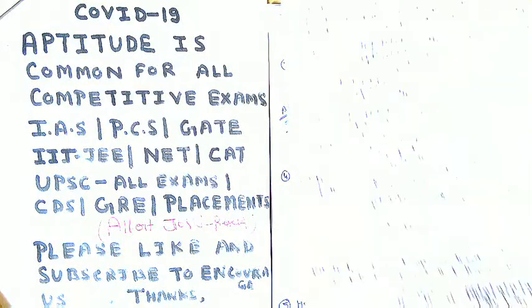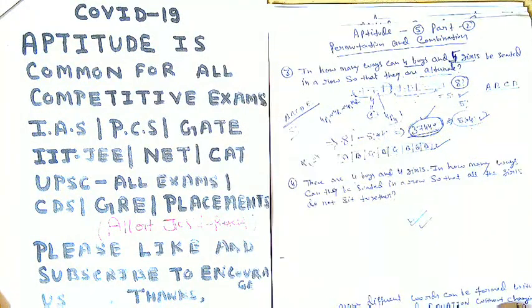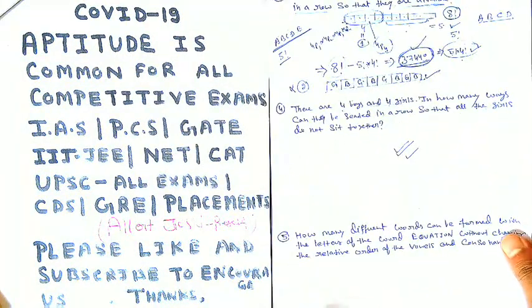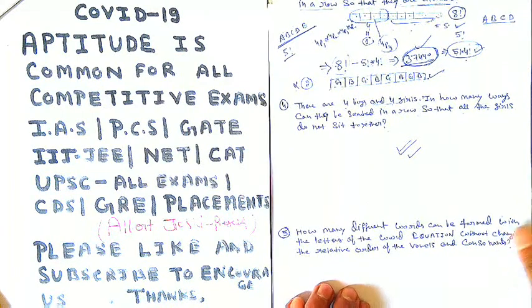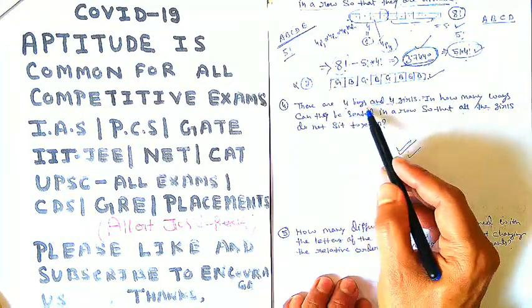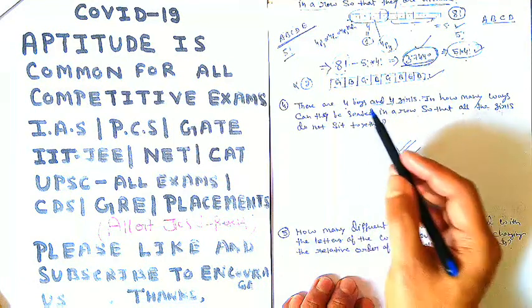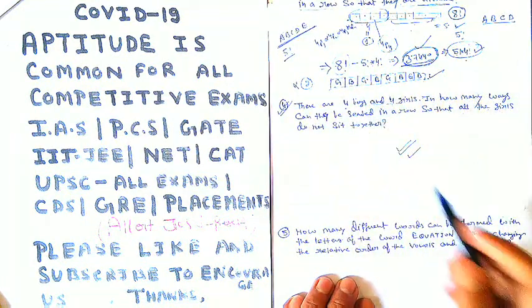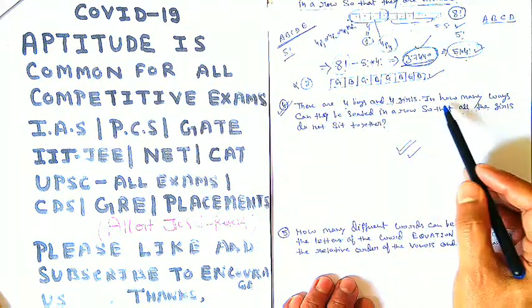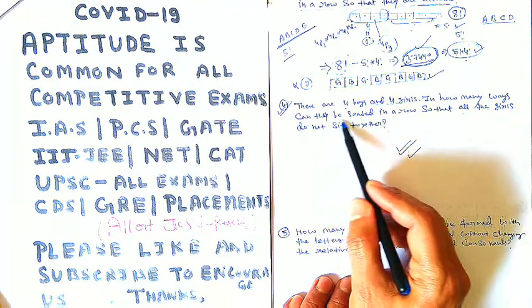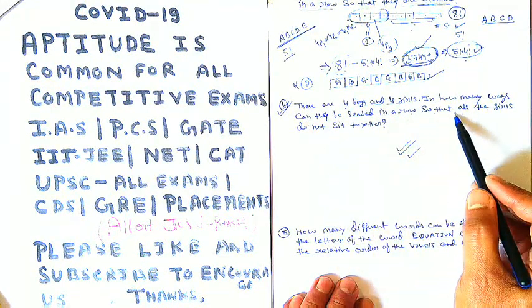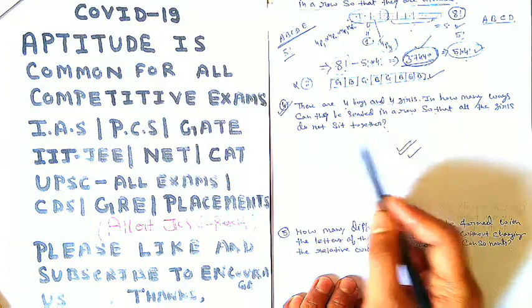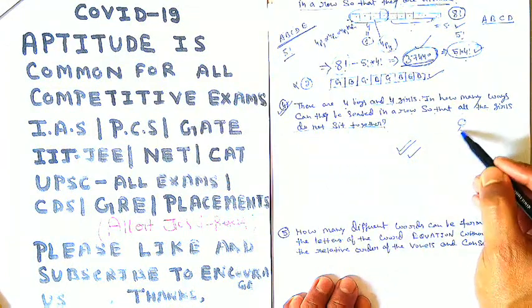Question number 4. Okay, I am solving here. Question number 4 is: there are 4 boys and 4 girls. Okay, this is a different question. There are 4 boys and 4 girls. In how many ways can they be seated in a row so that all the girls do not sit together? This is also the same kind of question.